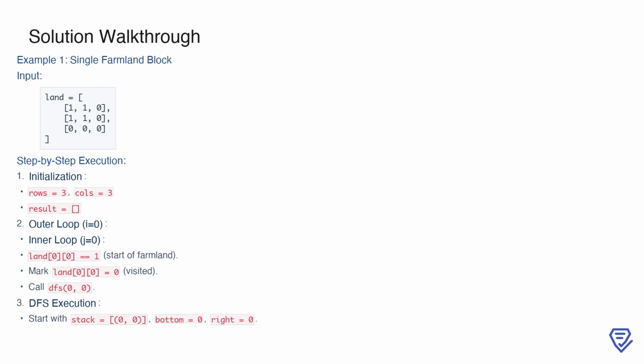The outer loop begins at the first row, i equals 0, and the inner loop starts at the first column, j equals 0. As we iterate, we find that land[0][0] is 1, meaning we've identified the start of a farmland block. We mark it as visited by setting land[0][0] to 0, then initiate a depth-first search, DFS, to explore the entire farmland block starting at this cell. The DFS is initialized with a stack containing the starting cell, 0, 0, and 2 variables, bottom and right, which will track the bottom right boundary of the farmland as we explore further.